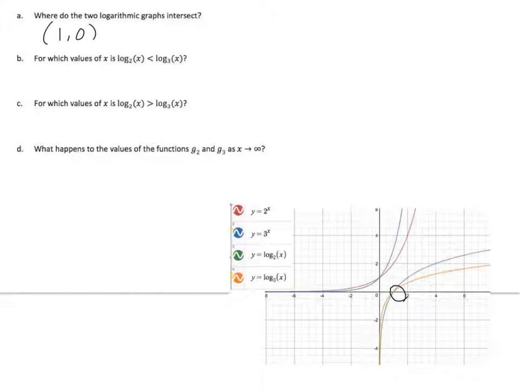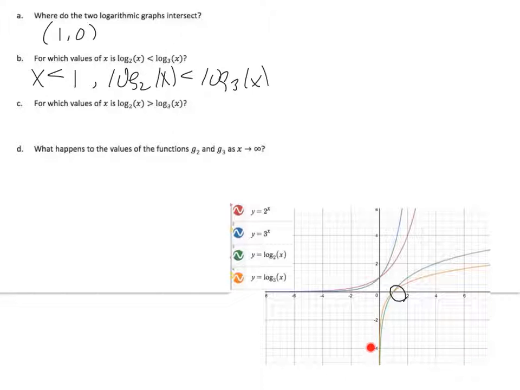For which values of x is log base 2 of x less than log base 3 of x? Where x is less than 1, log base 2 of x is less than log base 3 of x. Let's look at that. So here, x is 1. So when x is less than 1, your yellow is greater than your green. Your yellow is greater than your green. Or your green is less than your yellow. So green is less than yellow.